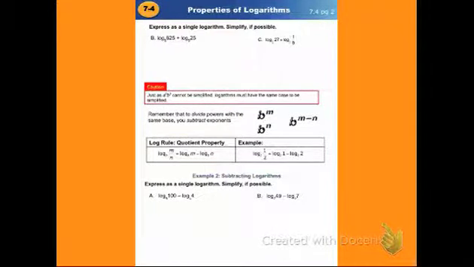So the directions say to express as a single logarithm, so we're going to combine these using that product rule, and simplify if possible. So when I look at the two bases of these logarithms, they're the same. So the base of both of these is 5. So I could combine these together as a single logarithm, and if I did, it would look like this: the log base 5 of 625 times 5. So I went ahead and put that in my calculator, and I got 15,625.